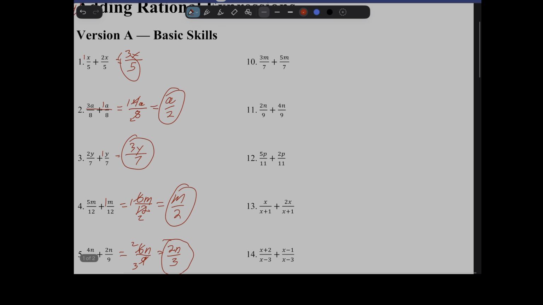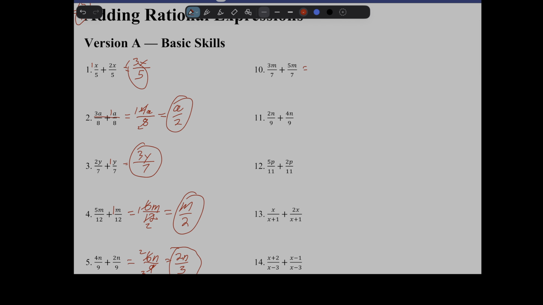All righty. Here we go. Let's keep going. We have a common denominator of 7, and 3m plus 5m is 8m. Boom.